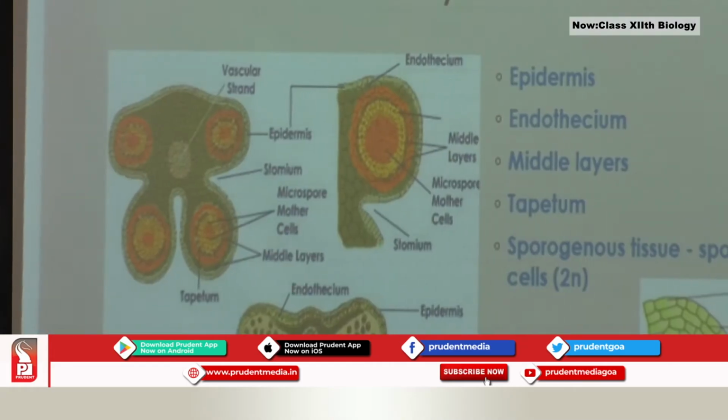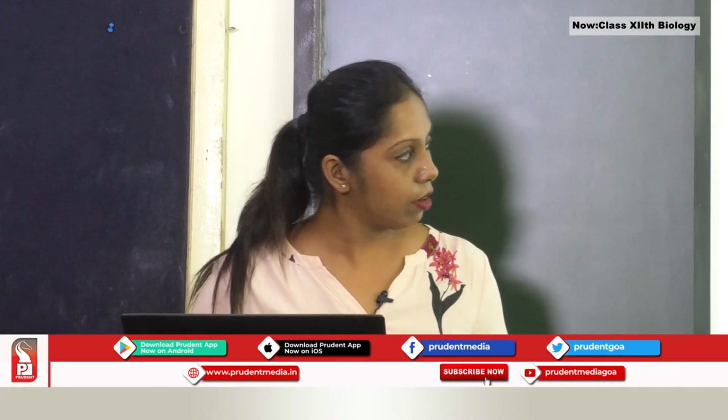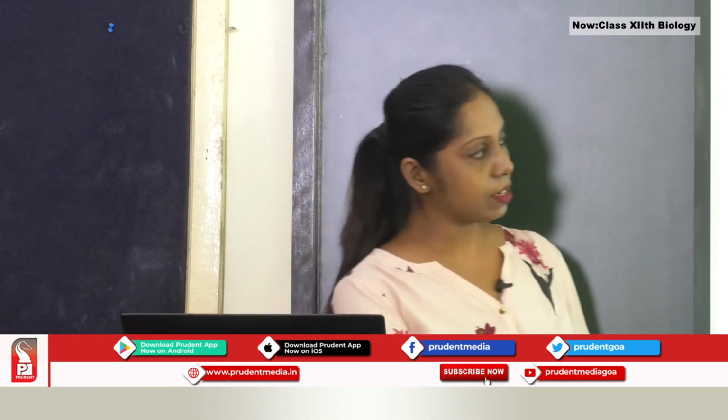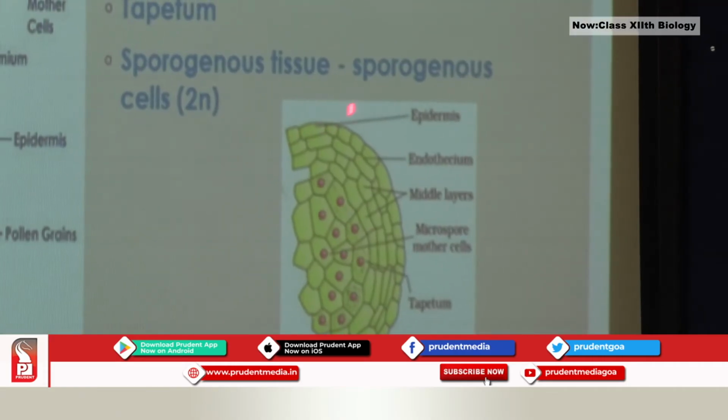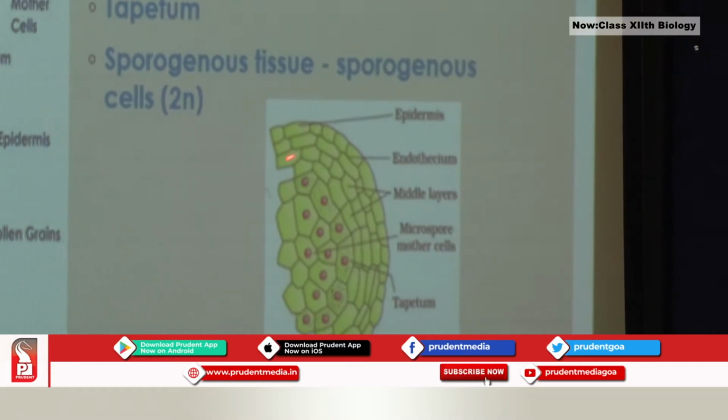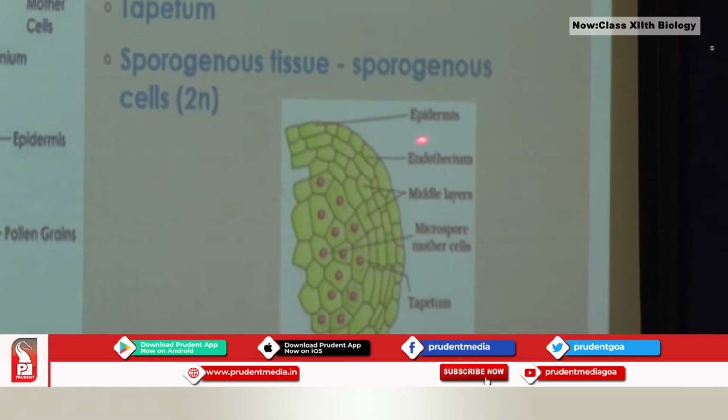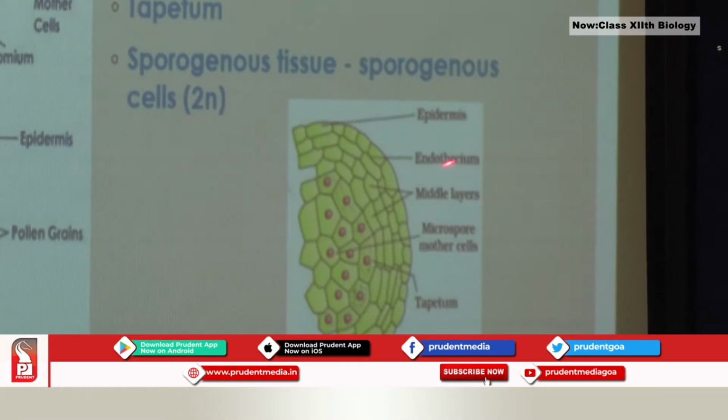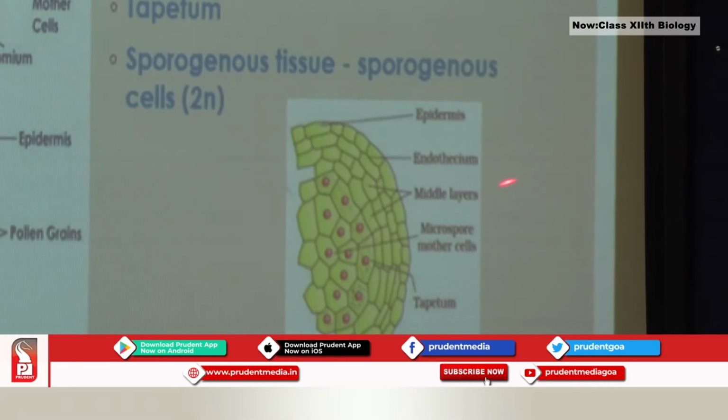Moving on. You can see over here, this is again a highlighted view of the anther wall, and this diagram is there in your textbook. So outermost layer is your epidermis, inner to the epidermis is the endothecium, then you have the middle layers followed by the tapetal layer and of course your sporogenous tissue made up of your sporogenous cells.